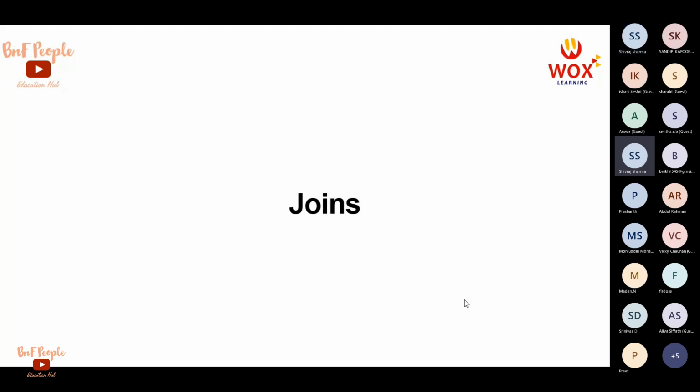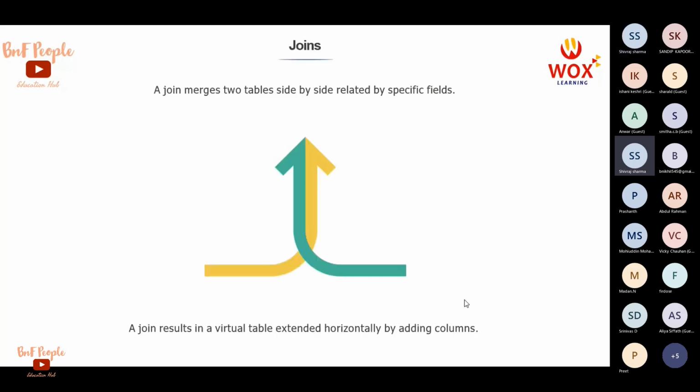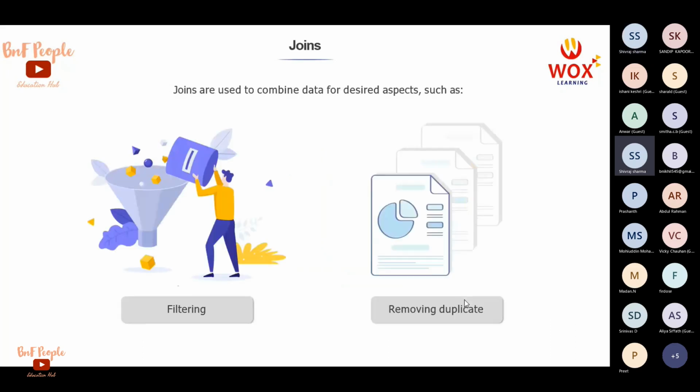The very first part where you will prepare your data. Actually, what are joins? Joins basically merge two tables side by side, or merge two different tables as per their relationships. We will see it in practical also. So what does a join do? Joins are used to combine data for desired aspects, like we want these particular things to be merged.